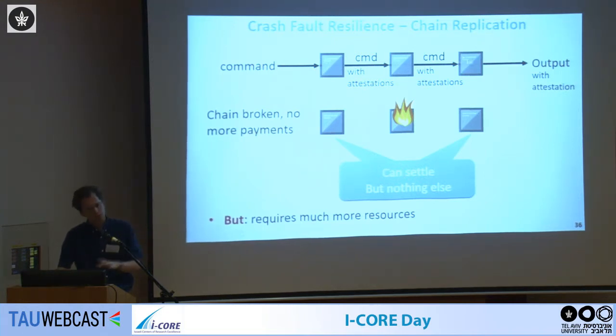Now, they all keep the state. So if one of them crashes, either of the others can load the state and terminate the channel. But once this happens, of course, you cannot continue. You have to form a new chain.